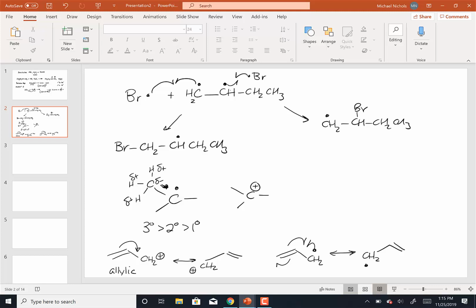So the same thing that was true for carbocations is true for radicals. If you put them next to a double bond, they're going to be as stable, if not more stable, than a tertiary.